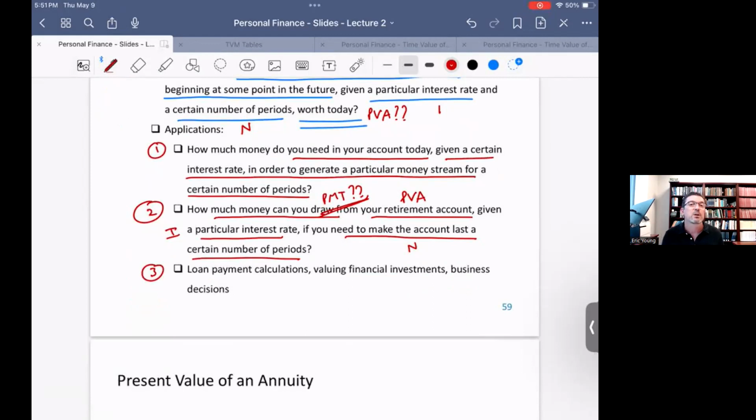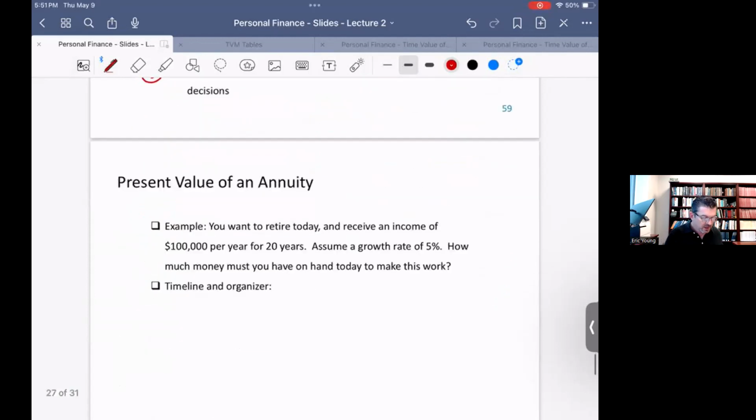And then the other thing is, this is the basis of all loan payment calculations. Because if you think about it, a loan is basically a PVA problem. You're given money right now. That's the PVA. You're going to make a series of payments back to the bank or back to the lender to pay it off. That's your PMTs. That's what you're solving for. Okay, so let's do a last one here, and then we'll wrap it up.